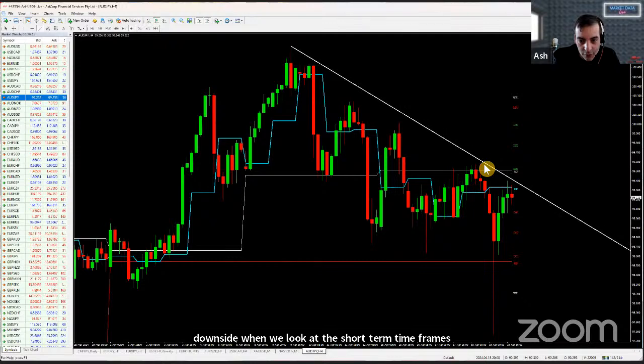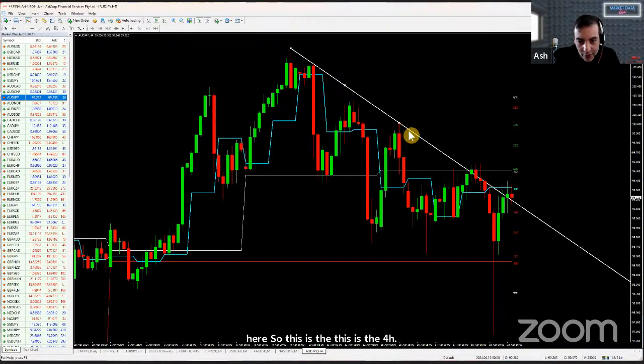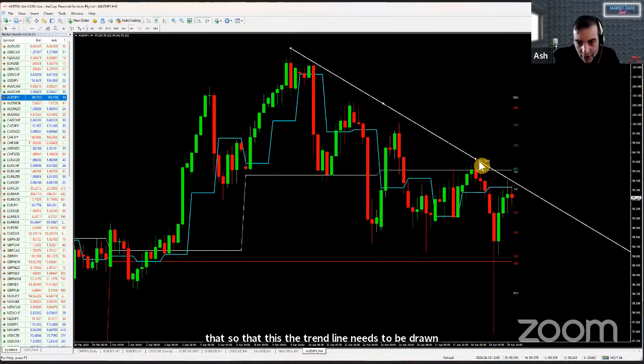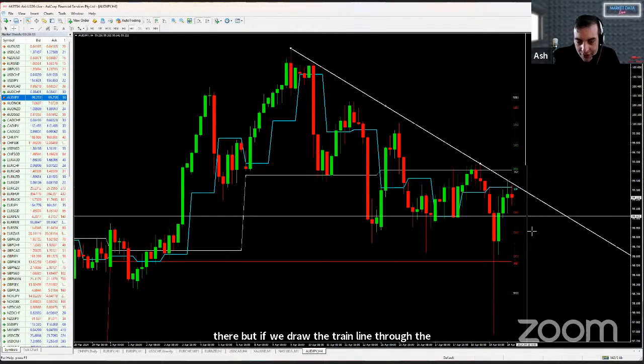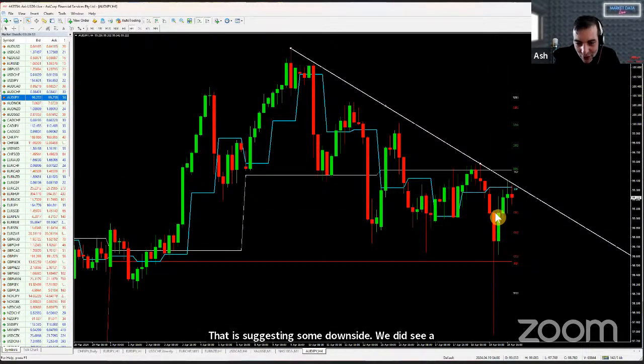So this is the 4 hour. Struggled really to kind of get through. Now it could be that the trend line needs to be drawn there, but if we draw the trend line through the highs, that is suggesting some downside. We did see a big spike down. But again, this spike down and a huge buying back up again, that's not suggestive that the Aussie yen short is going to have too much of an easy ride of it.